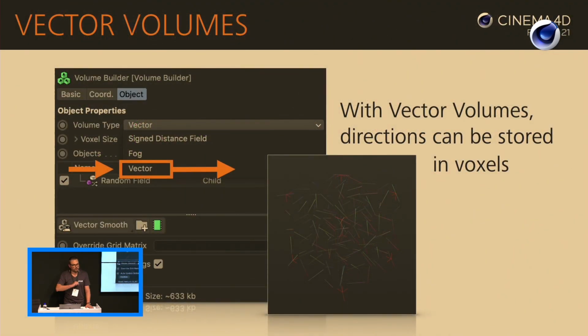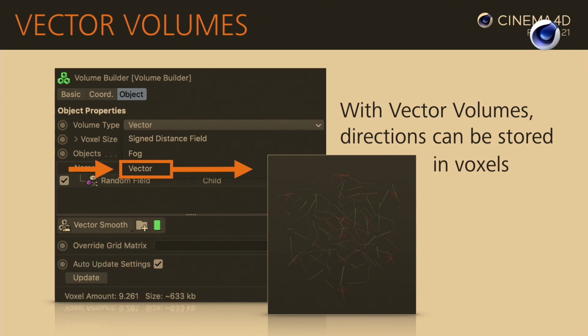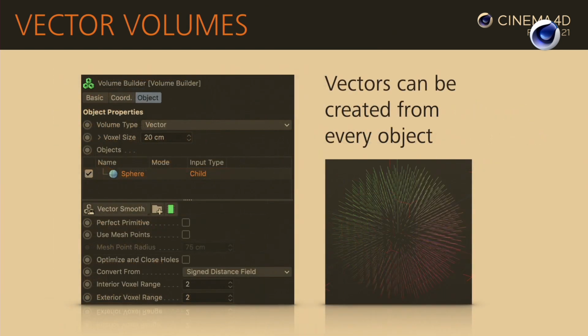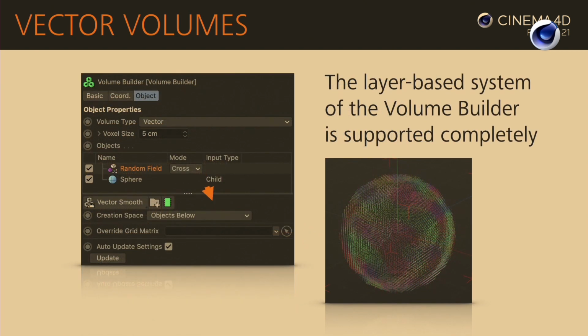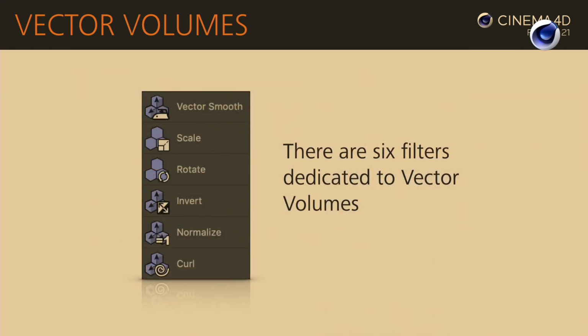So, vector volumes. The Volume Builder now can create vectors. Vectors are direction information. You can see it here from a sphere. These are the vectors, and you can create it for every object. And of course, the layer-based system of the Volume Builder is supported here in this case. And we've got filters: vector smooth, scale, rotate, invert, normalize, and curl.